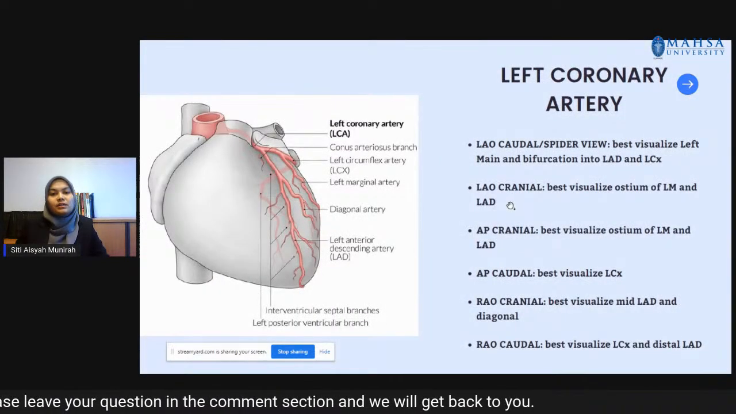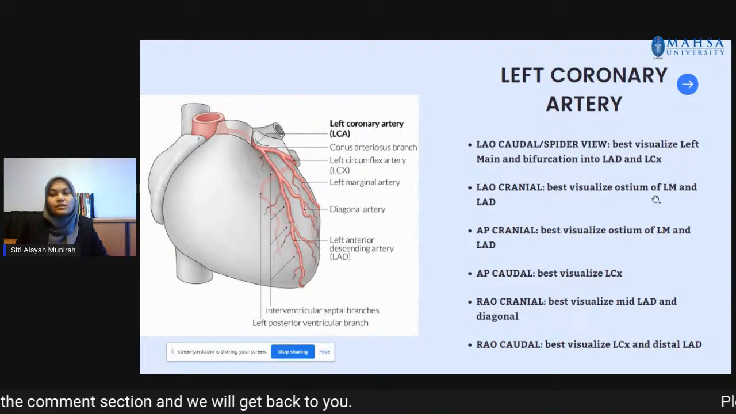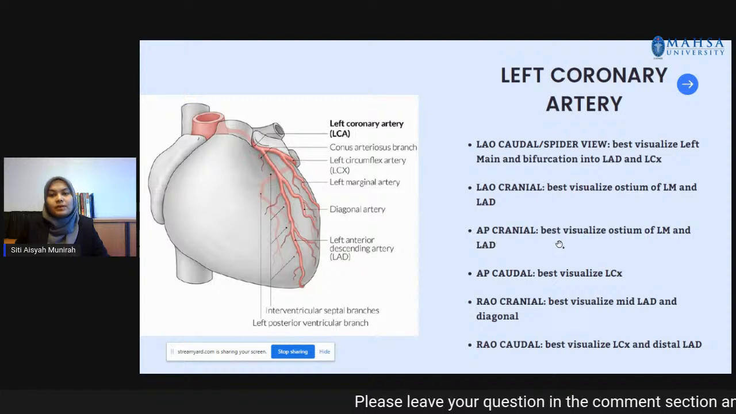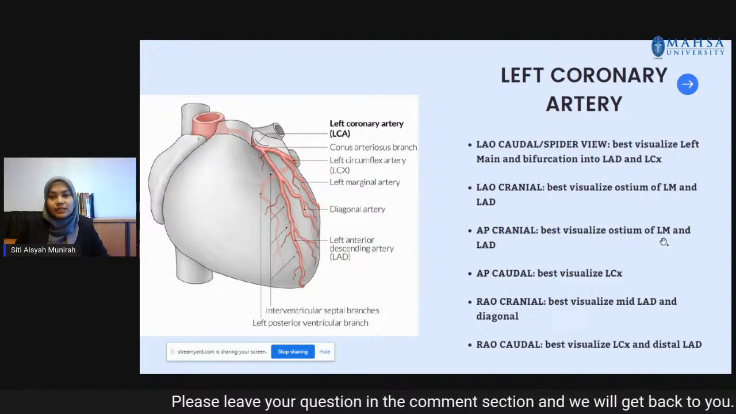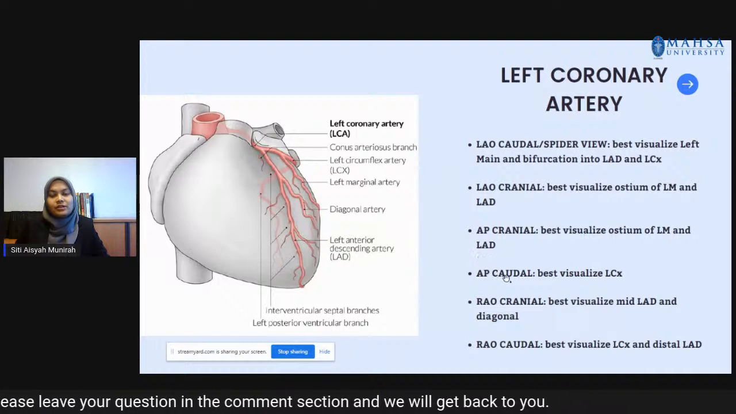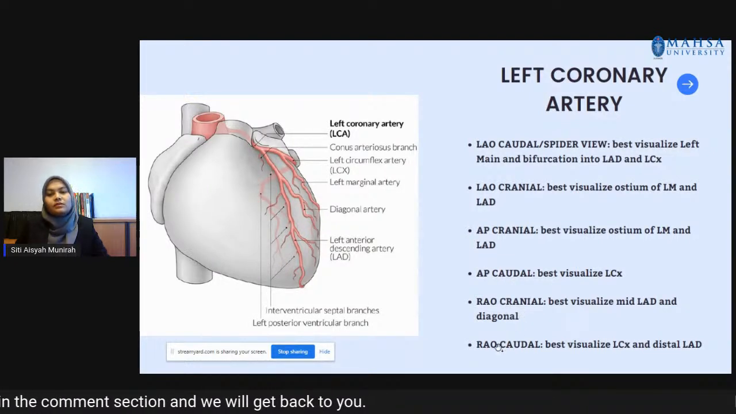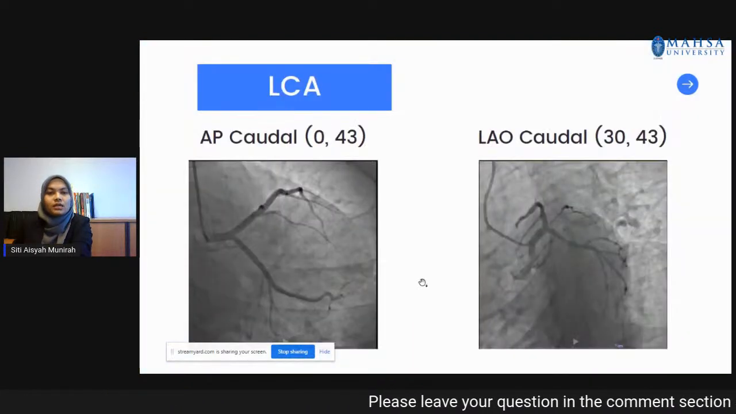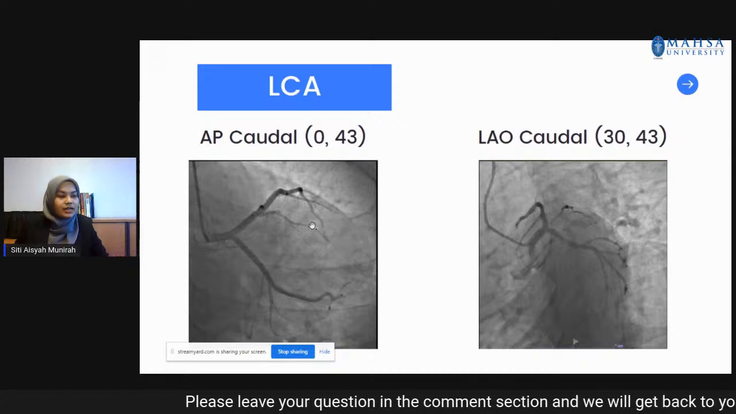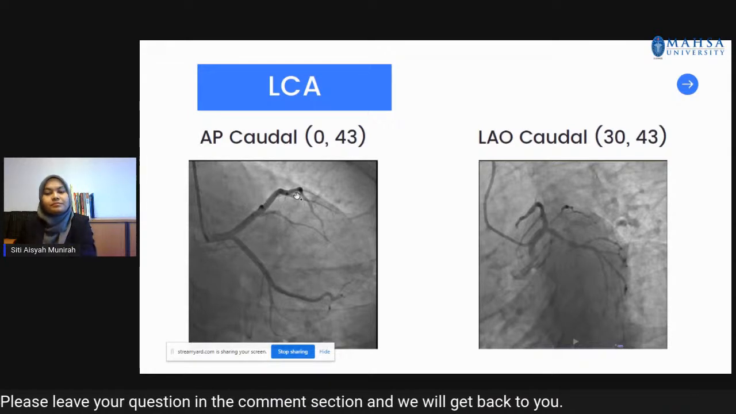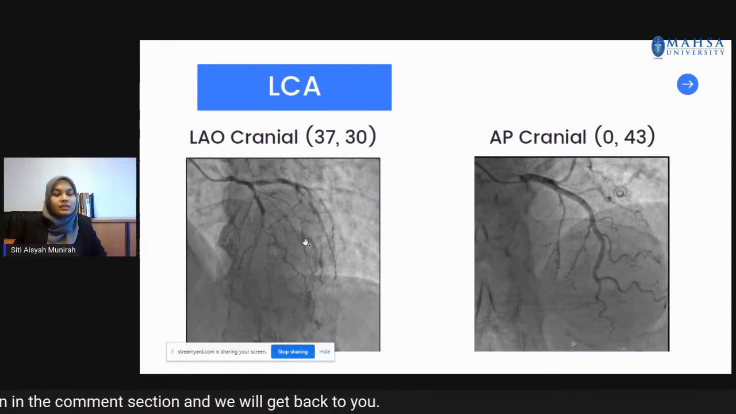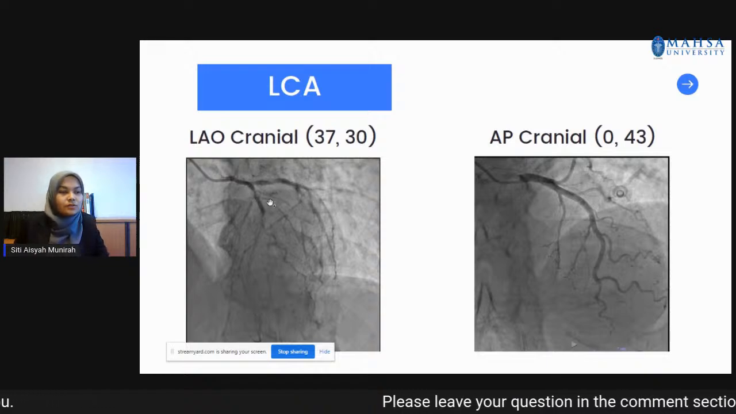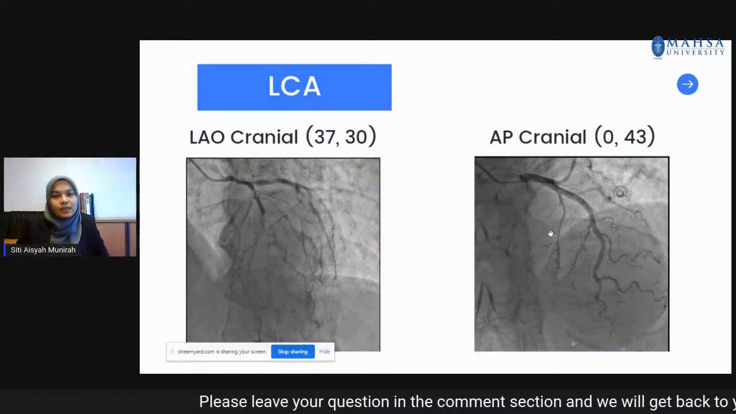Next is LAO cranial, which best visualizes the ostium of the left marginal artery and also the LAD. AP cranial best visualizes the ostium of the left marginal artery and also the left anterior descending artery. Then AP caudal, right cranial, right anterior oblique cranial, and also right anterior oblique caudal. The AP caudal is best to visualize the left circumflex artery here. And LAO cranial is best to visualize the ostium of the left marginal artery and also the left descending posterior artery. And this is the AP cranial.